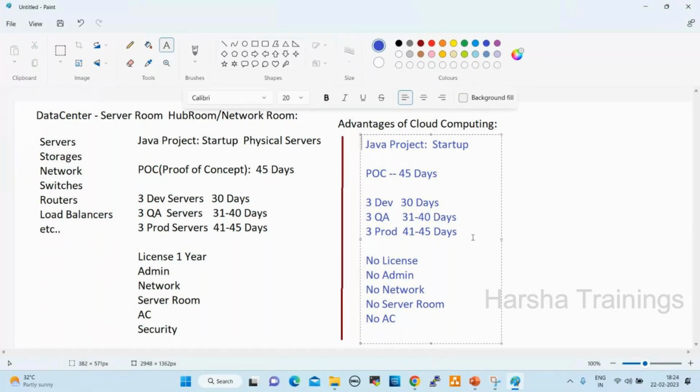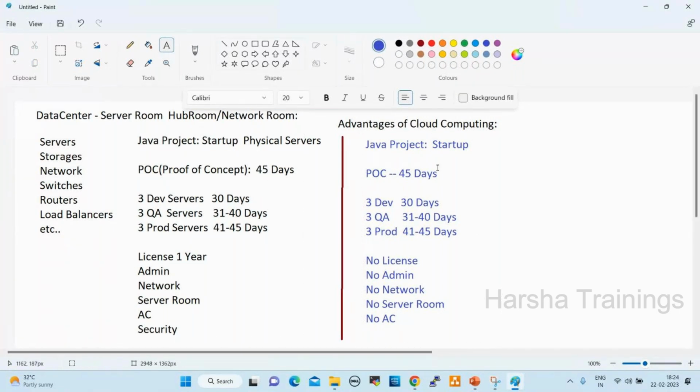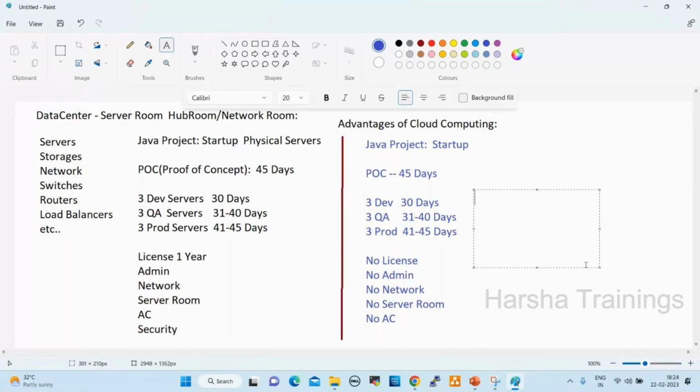So what will happen here? If the POC is a success, it is fine. If the POC is not a success, what will happen? This is also a waste of money, right? But in the cloud environment, if the POC is rejected by the client, for example, $100 will be wasted. I'm just giving an example here.